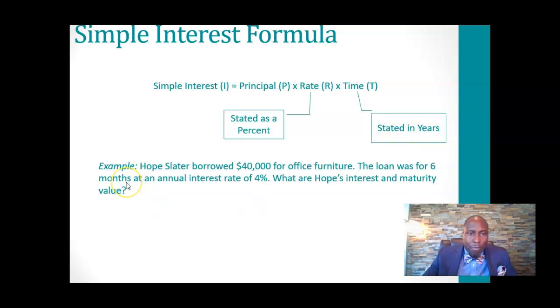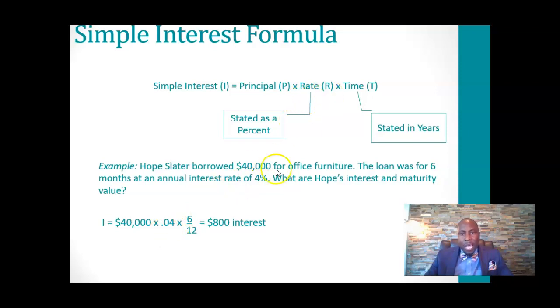Okay? For example, Hope Slater borrowed $40,000 for office furniture. The loan was for 6 months at an annual interest rate of 4%. What are Hope's interest and maturity value? So again, interest equals principal times rate times time. The principal amount is 40,000. The interest rate is 4%, written as 0.04 as a decimal, and the time factor is 6/12.